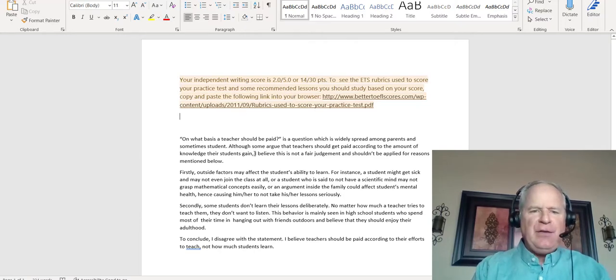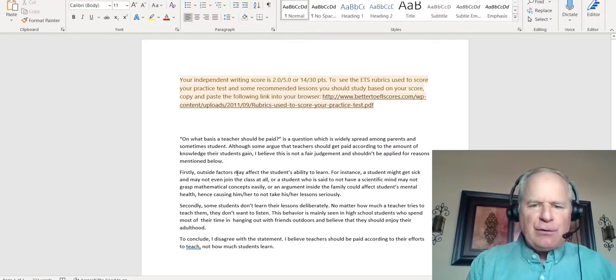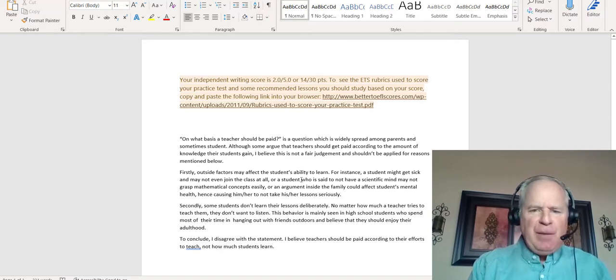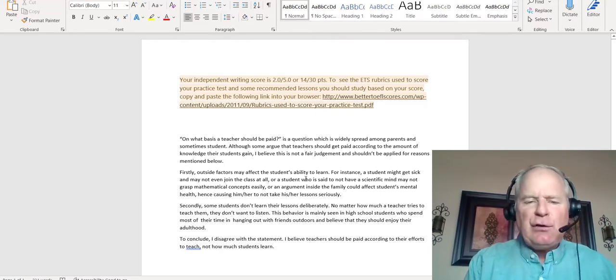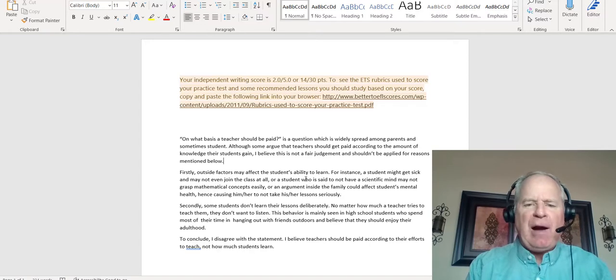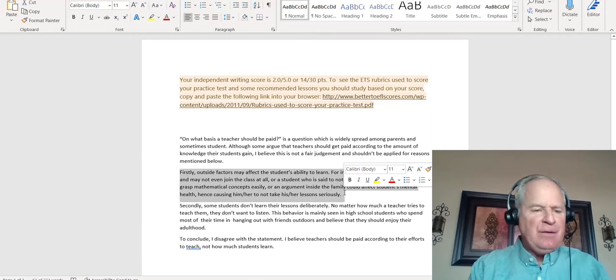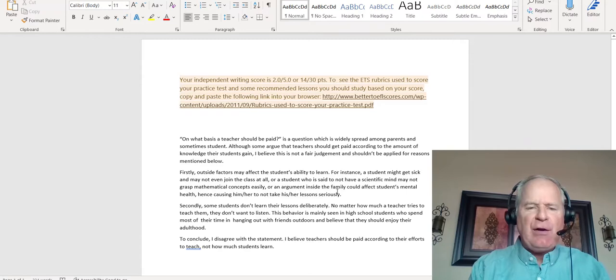So like I said, I think you need a more specific thesis. Notice here you say outside factors. You say a student might get sick, a student may not have a scientific mind, or an argument inside the family could affect the student's mental health. I think any one of these ideas could be developed in its own paragraph, and then you want to spend around 100 words explaining that one idea. So right now you only have 64 words, and you have kind of 3 different reasons in here to support the outside factor thing.